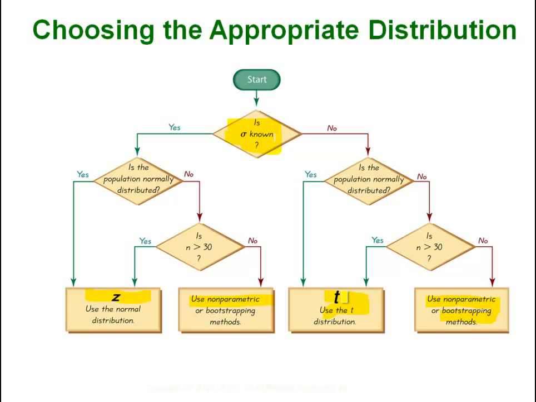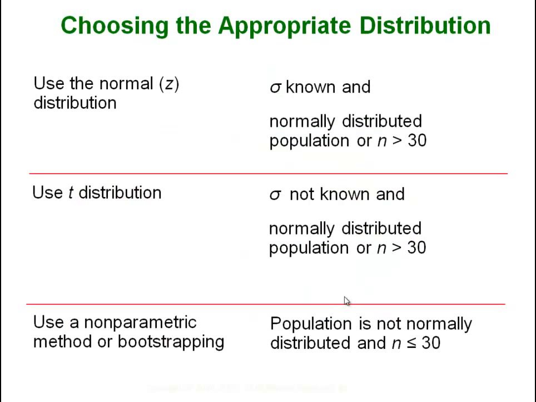T versus Z. T is what normally happens, Z is kind of the fantasy world. We do Z's when we know the standard deviation of our population, which is very unlikely, which is what I've summarized here. We use the Z distribution only when sigma is known and our other things hold. We use the T distribution when sigma is not known and our other things hold. And when those things fail, the population is not normally distributed and the sample size is 30 or smaller, then we just have to use non-parametric methods.